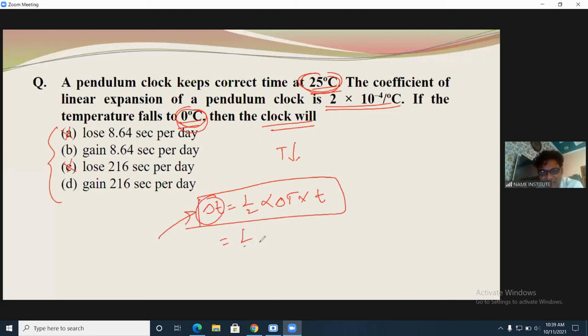Delta T is equal to 1 upon 2 into alpha, which is given as 2 into 10 to the power minus 4, into change in temperature. Change in temperature will always be positive. So it is equal to 25 minus 0.